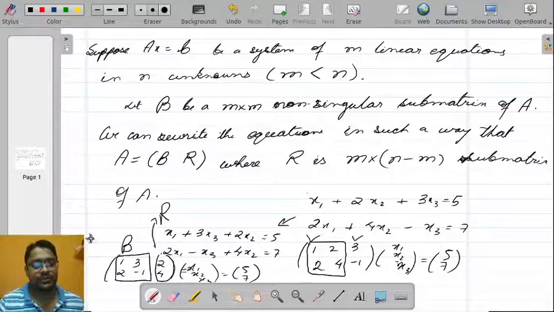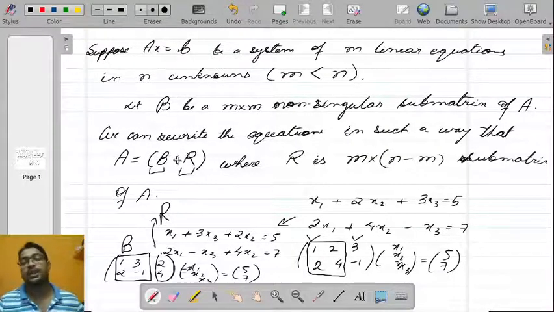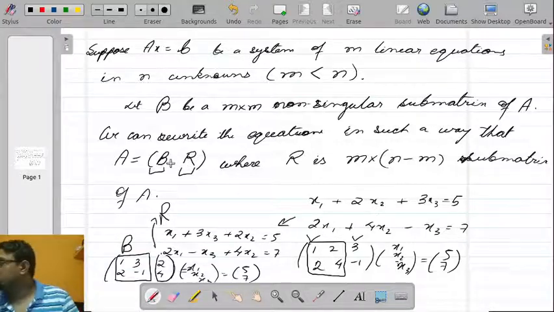So the matrix A can be partitioned as B R, where B forms the m by m non-singular submatrix, and R forms the m by n minus m submatrix. R might not be a square matrix also. So we can partition the matrix this way.